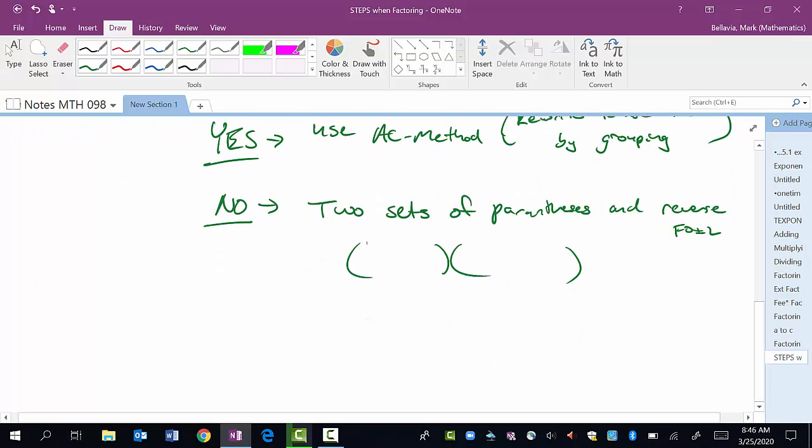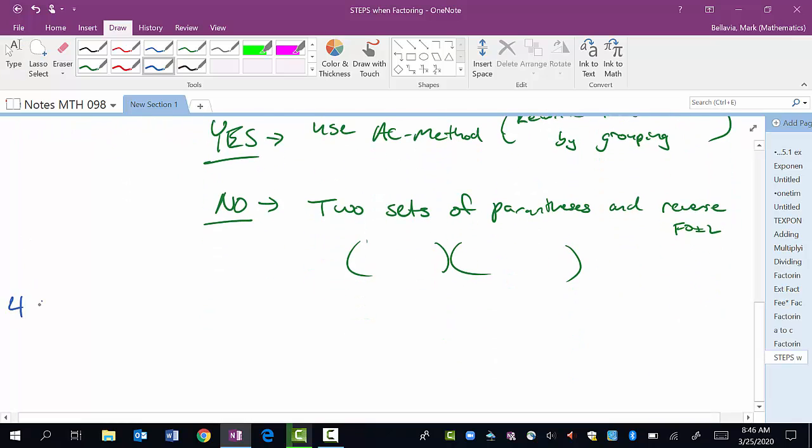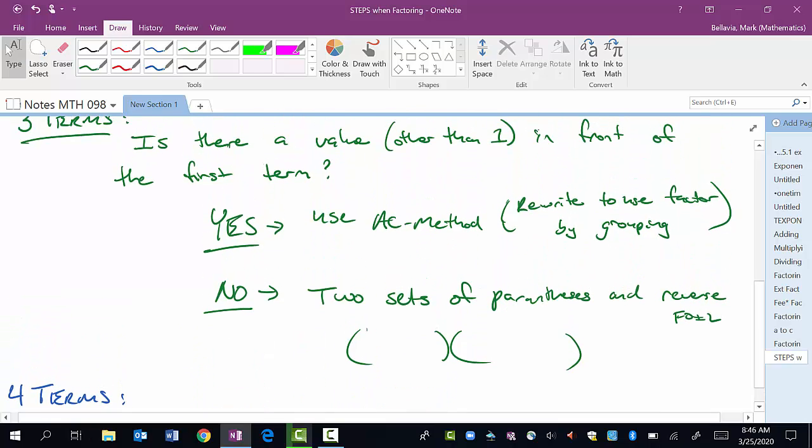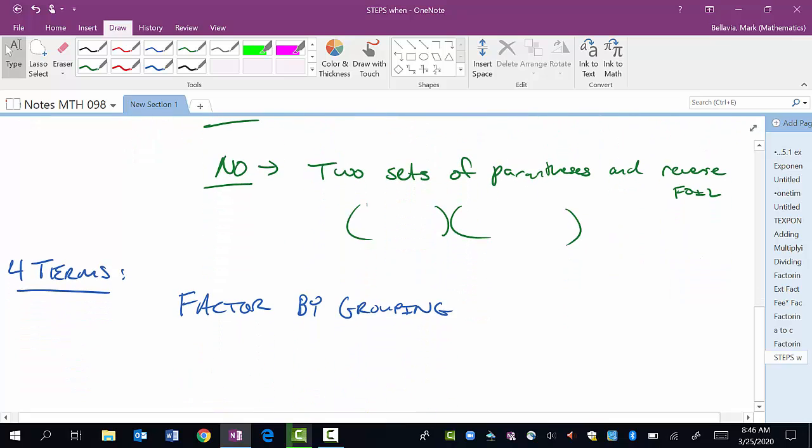And then the last possibility is if after you factor out a GCF you have 4 terms. When you have 4 terms, remember, that's factor by grouping. So essentially the number of terms tells you what to do. The way the AC method works, when you had 3 terms, is you're rewriting it so you're able to use 4 terms when factoring by grouping.